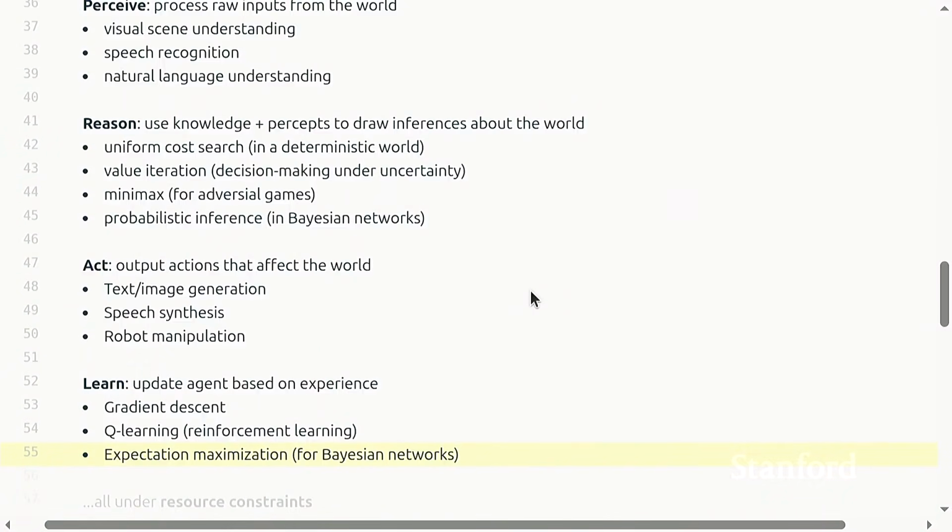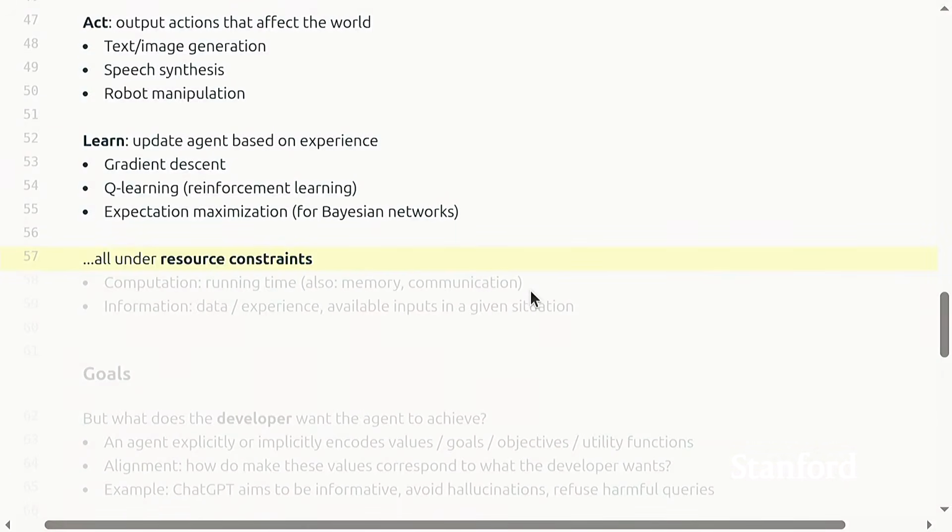And the trick is that all of these things have to happen under resource constraints. By resources, I mean two types. There's computation. Your algorithm has to finish in a timely way, especially in real-time applications. If you're driving a car, you can't take an hour to think, you have to act in a split second. And this also includes the amount of memory or communication costs you might have.